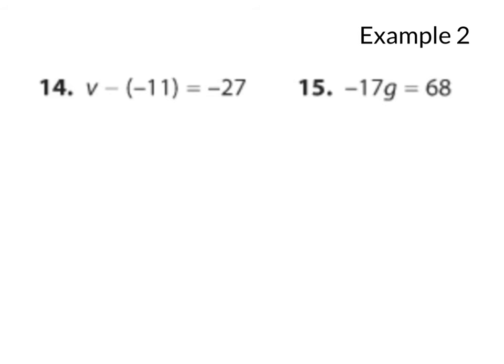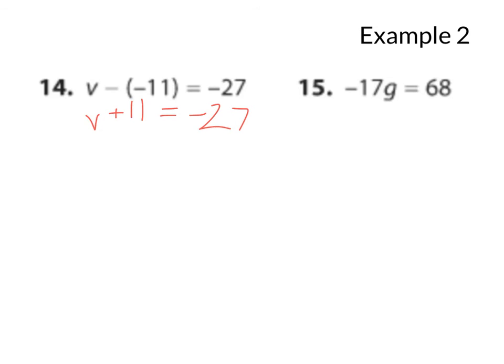I remember from the last lesson that if two subtraction signs are right next to each other, this is v and the opposite of backwards 11. What's the opposite of backwards 11? Well, that's going forwards 11. Or I said that like two swords, they cross and make a plus sign. So my actual problem is v plus 11 equals backwards 27.